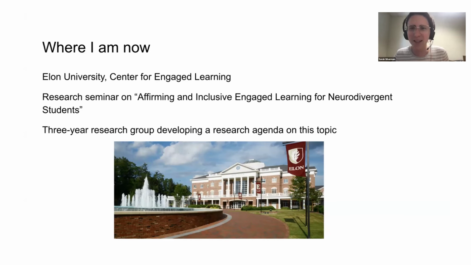But anyway, I'm participating in a research program on affirming and inclusive engaged learning for neurodivergent students. So the group here at Elon is hoping to establish a whole research agenda on inclusion of neurodivergent students in college life. The research is increasing, and they're trying to accelerate the amount of research being done on this topic. And it's going to go for 3 years. So I think I'm coming back here for 2 more years. If you're interested in that program and more about the Center for Engaged Learning, they do a lot of interesting research. I put a link in the handout.